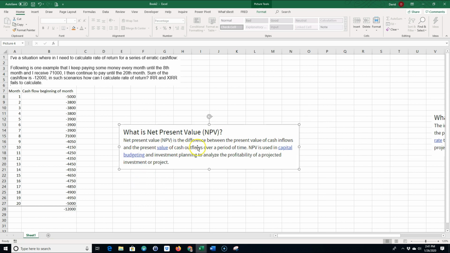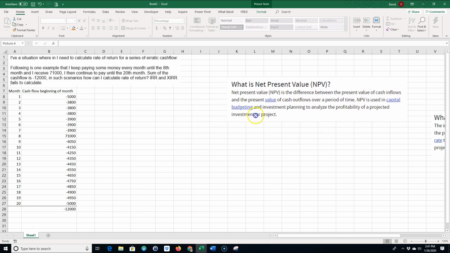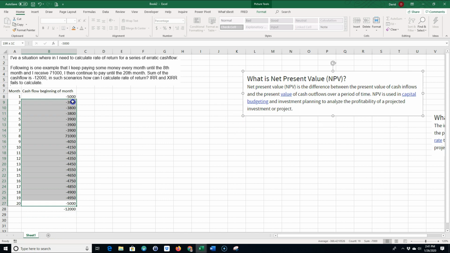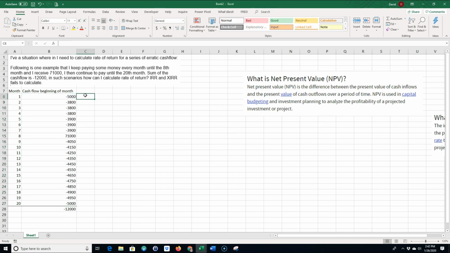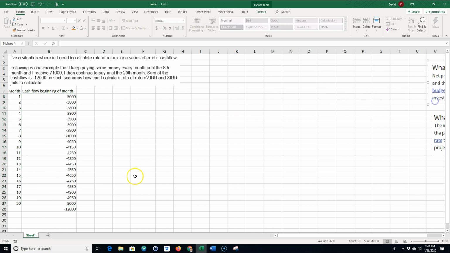NPV is the difference between the present value of cash inflows and the present value of cash outflows over a period of time. NPV is used in capital budgeting and investment planning to analyze the profitability of a projected investment or project. So NPV is basically you take all these cash flows and you discount them back to the present value using an interest rate. And the IRR is the interest rate at which the NPV is 0.